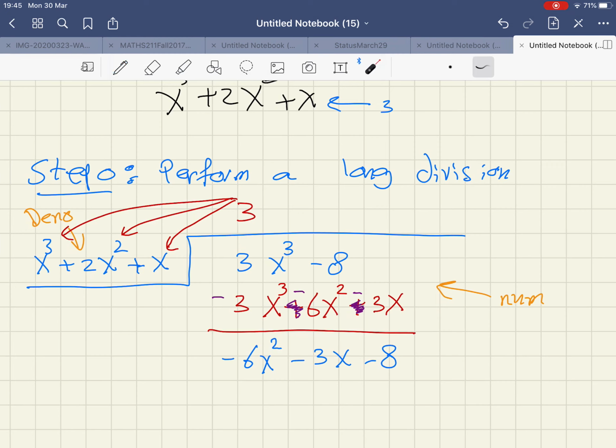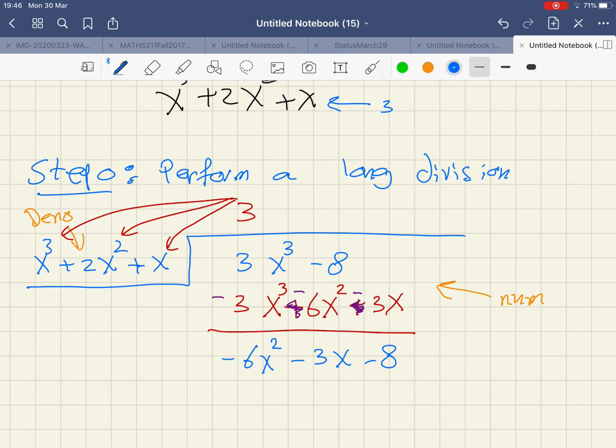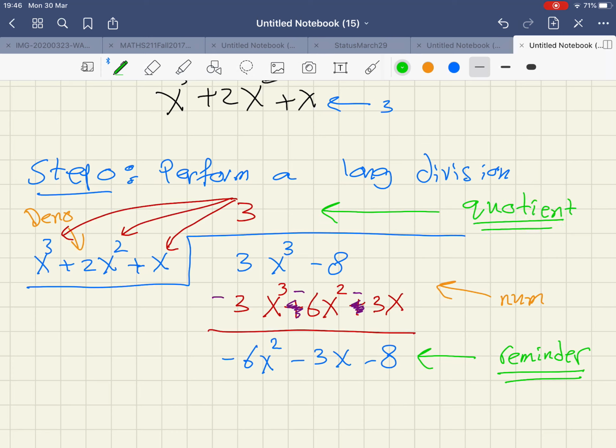Now, the next step, we do again the same thing. Take the highest power divided by the highest power. So you will get negative 6x squared divided by x cubed. Can we do this? Yes or no? The answer is no, so we have to stop. Now, if we stop, this has a special name. We call it the remainder. And this has a special name. We call it the quotient. So we get two things: we get the quotient, we get the remainder.